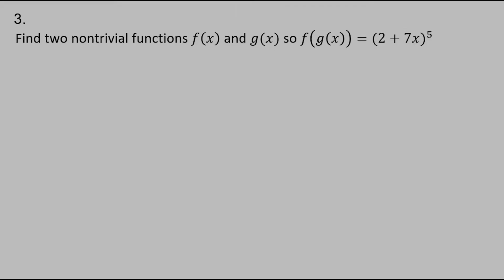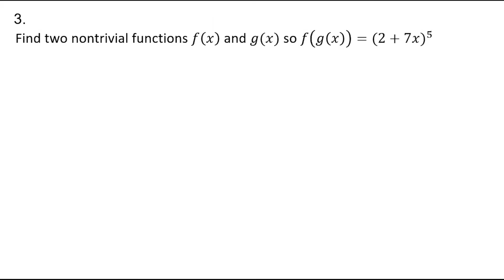Okay, find two non-trivial functions, f of x and g of x, so that the composition f of g of x is equal to the quantity 2 plus 7x raised to the fifth power. So basically we want two non-zero functions that will give us this outcome, quantity 2 plus 7x raised to the fifth power.